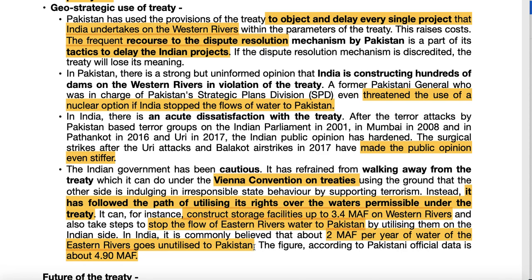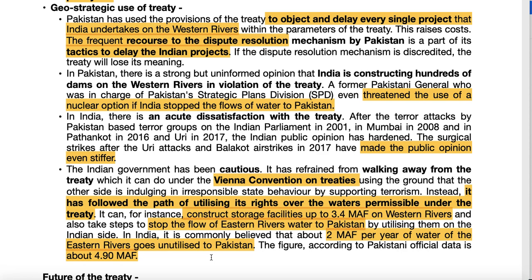almost 2 MAF of water per year in the eastern rivers goes to Pakistan unutilized. And the Pakistani official data says that it is not just 2 MAF, but almost 5 MAF of water that goes unhindered to Pakistan. So you know that on the eastern rivers, we are well within our rights to explore 100% of the water, but we are allowing almost 5 MAF of waters to flow to Pakistan.